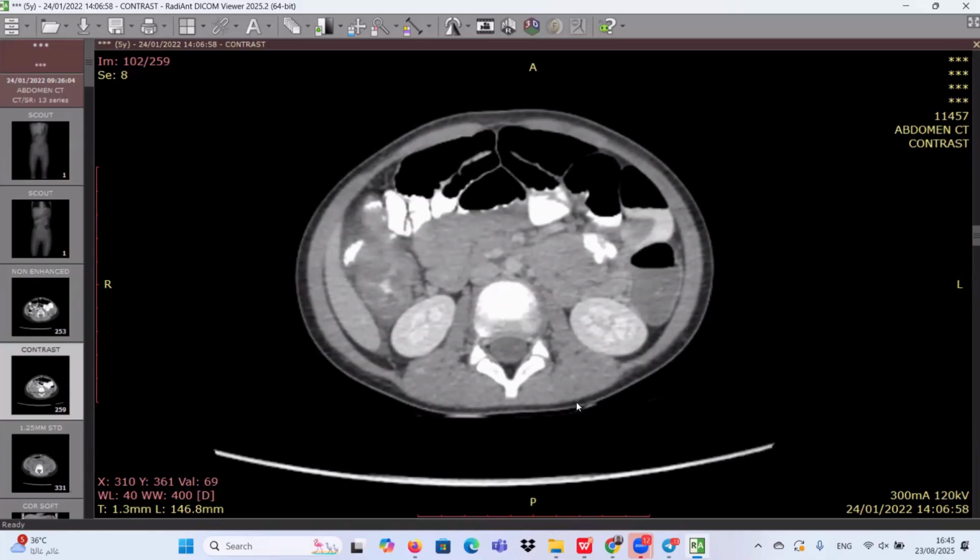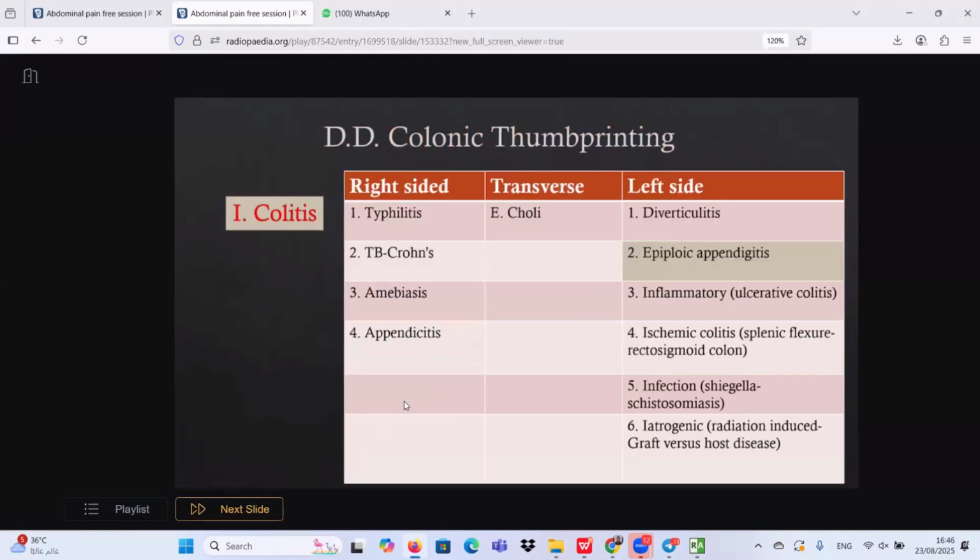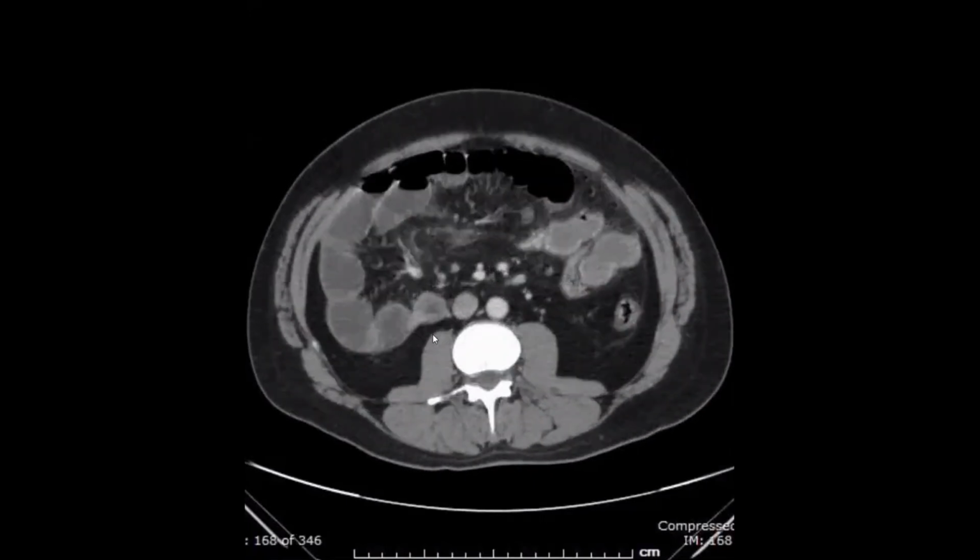Can we stop here? Can you see this line? As we said many times before, we have chronic thumbprinting or chronic mural thickening. We are thinking of infection, inflammatory, ischemic, or iatrogenic. We discussed this in many previous VIVA sessions: the right-sided causes, transverse colon causes, and left-sided causes. Left side includes diverticulitis, appendicitis, inflammatory ulcerative colitis, ischemic colitis from the splenic flexure to the sigmoid colon, infection, or iatrogenic. And we also have abdominal pain.